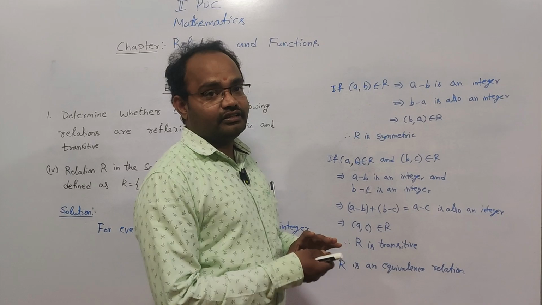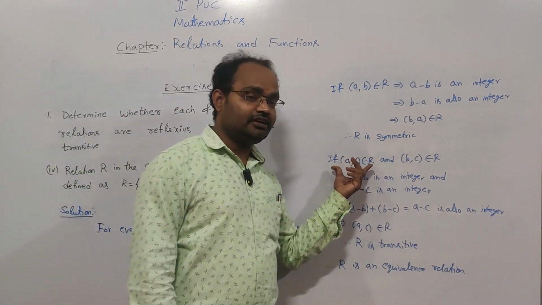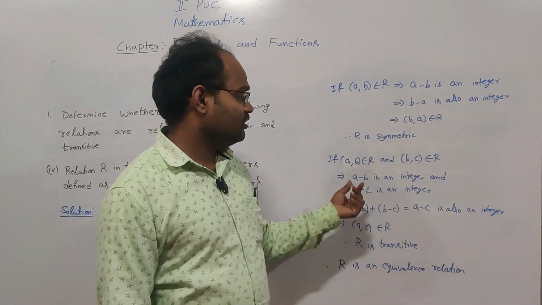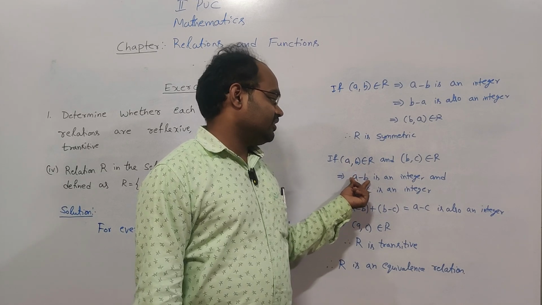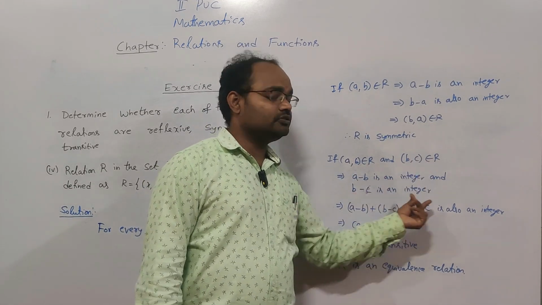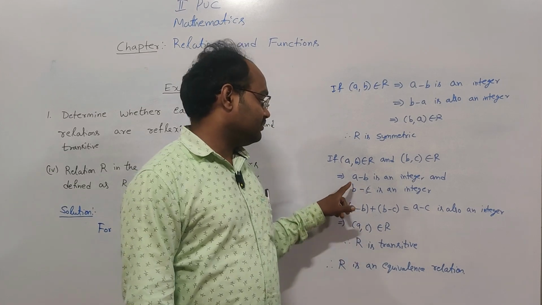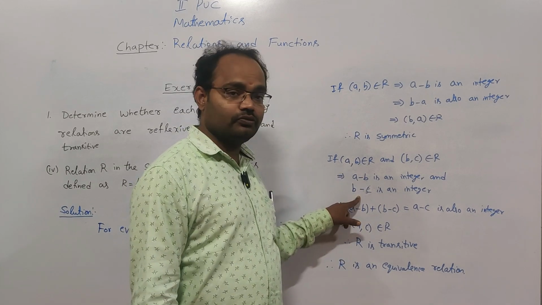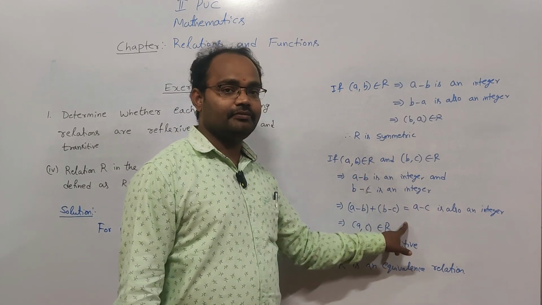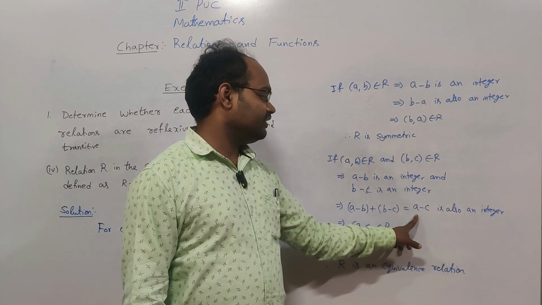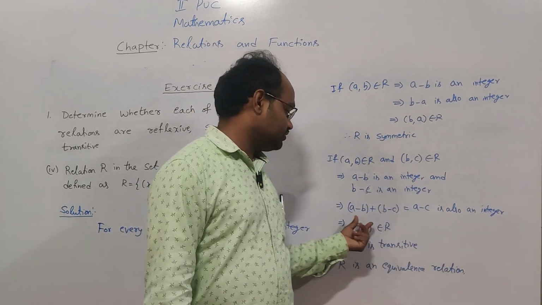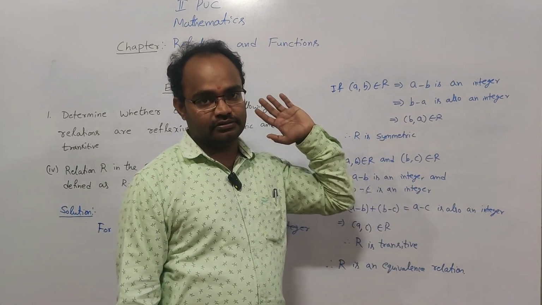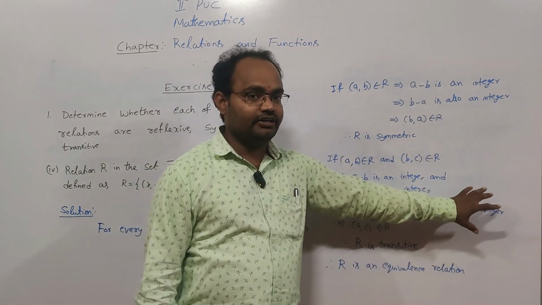Now transitive prove ಮಾಡಬಹುದು. ಹೇಗೆ? Let us consider two ordered pairs (a, b), (b, c) belongs to R. ಎರಡು ತಗೊಳ್ಳೋಣ. According to the given relation, a minus b is an integer, b minus c is also an integer. Then we know that sum of two integers again an integer only. If we add these two, ಏನಾಗುತ್ತೆ? a minus b plus b minus c, sum of two integers, we will get it as a minus c. That should be an integer because ಇವೆರಡು ಇಂಟೀಜರ್ ಅಂತ ತಗೊಂಡ್ಮೇಲೆ ಅವೆರಡರ ಸಮ್ ಕೂಡ ಇಂಟೀಜರ್ ಆಗಲೇಬೇಕು. ಸೊ a minus c ಇಟ್ ಶುಡ್ ಬಿ ಅನ್ ಇಂಟೀಜರ್.